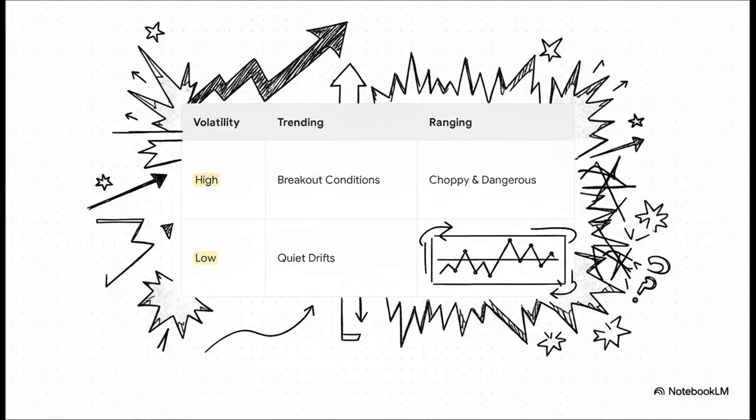And this is where it all comes together beautifully. When you combine a trending market with high volatility, bingo, you've got perfect conditions for a breakout strategy. But when the market is ranging with low volatility, well, that's the ideal playground for a mean reversion approach. And hey, pay attention to that top right box. A ranging market with high volatility is often just choppy and dangerous for almost any strategy.